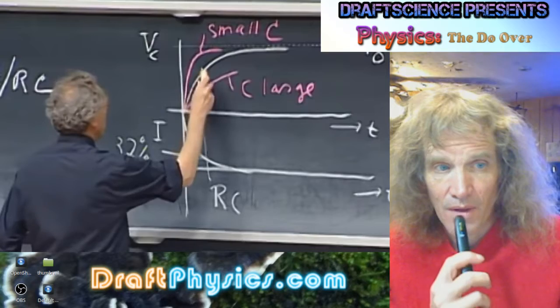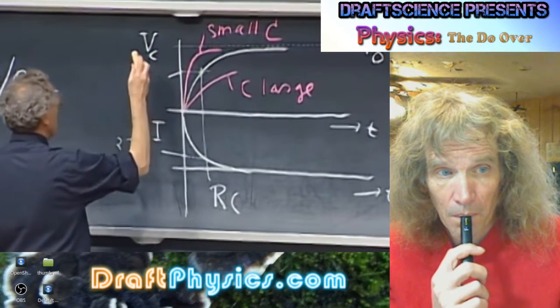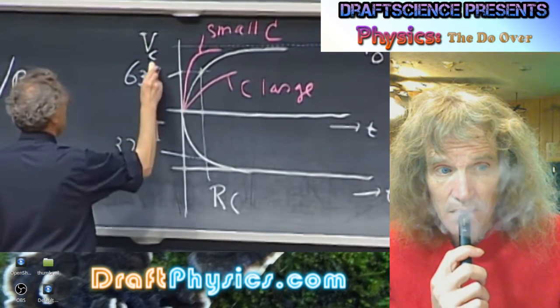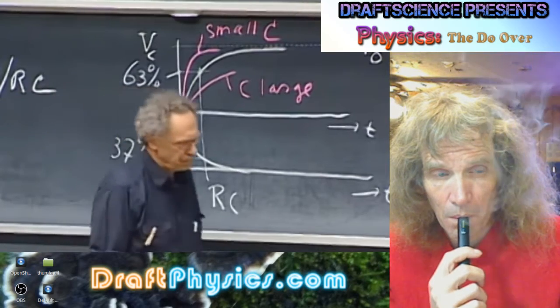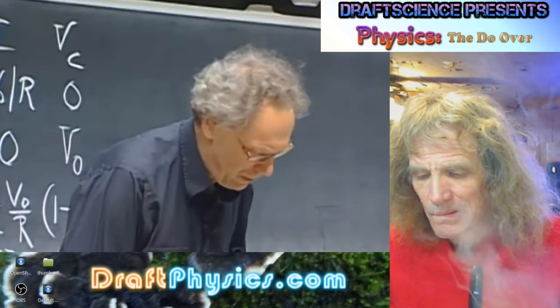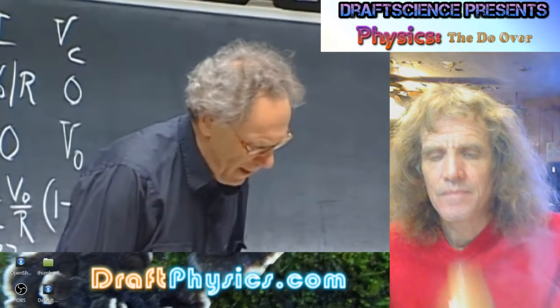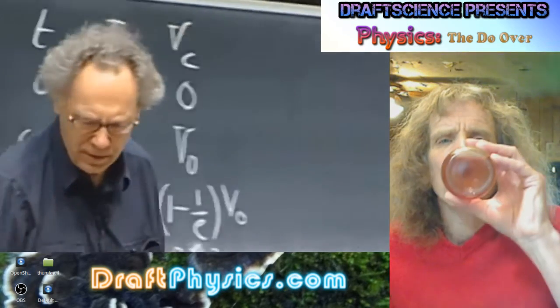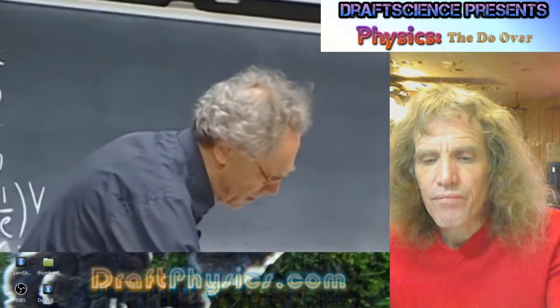Of the maximum, and this value here is then 63% of the maximum. So the solution is rather obvious, very intuitive. And the RC times can vary an enormous amount, as you can imagine, depending upon the values for R and C.